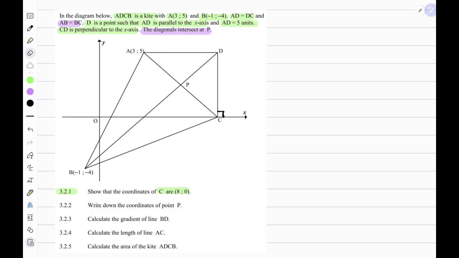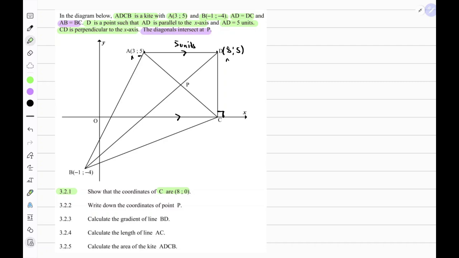Well, since AD is parallel to the x-axis, it means they share the same y coordinate. So if there is 5, it means that the y coordinate of D is 5. But remember, the distance from A to D is 5 units. So it means that the x coordinate here is 5 units away from 3. So there is 3, there has to be 8.